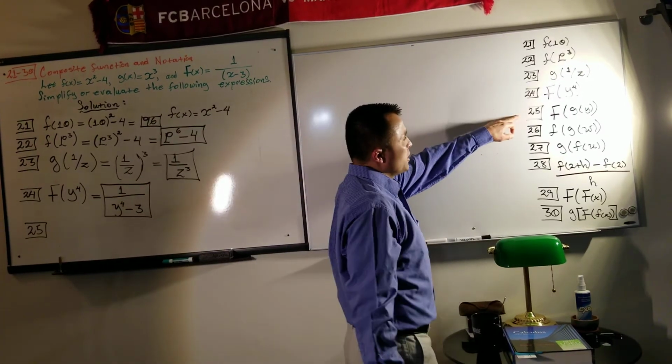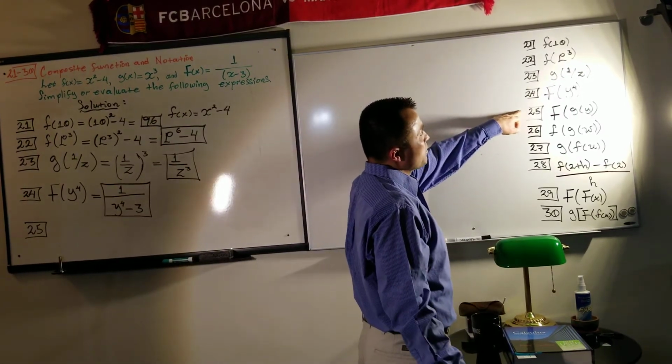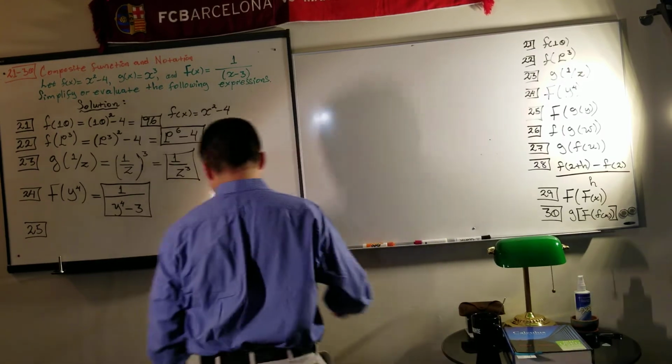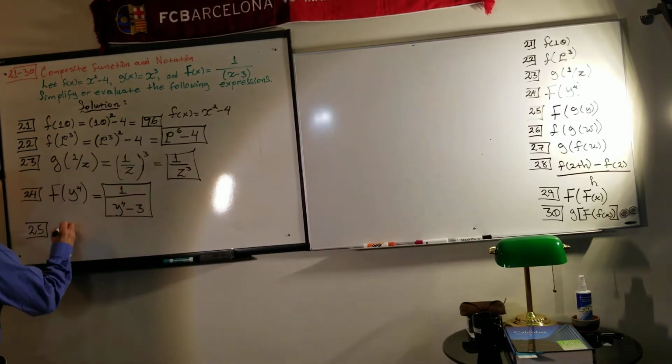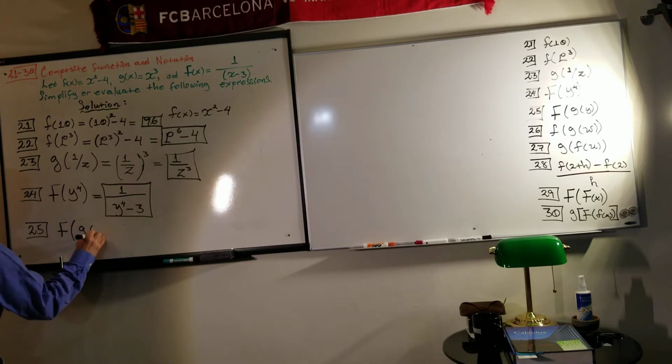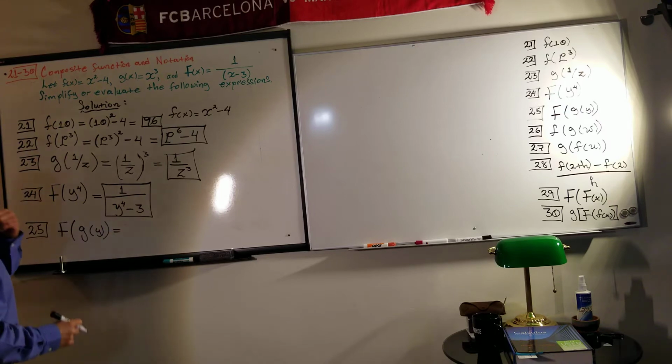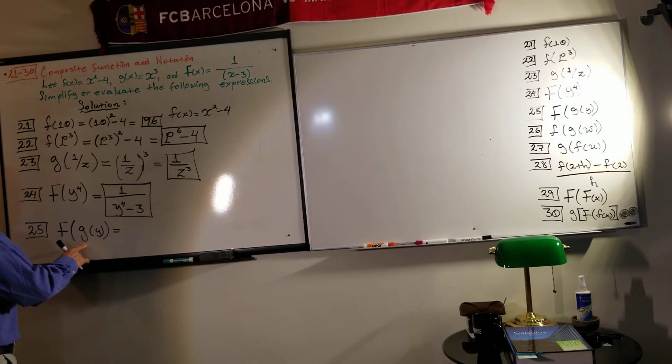And 25 is capital F of g of y. Well, let's see. Capital F of g of y. All right. So first of all, we gotta find the function g of y.